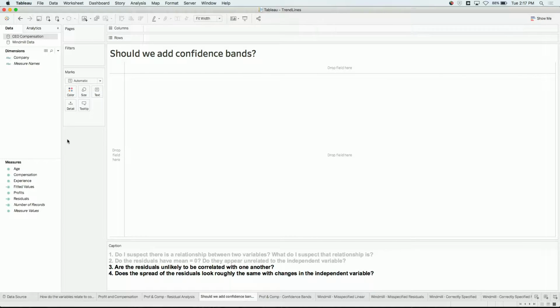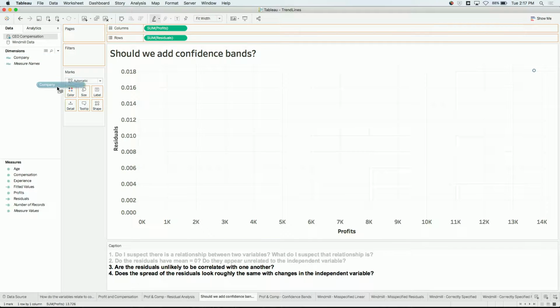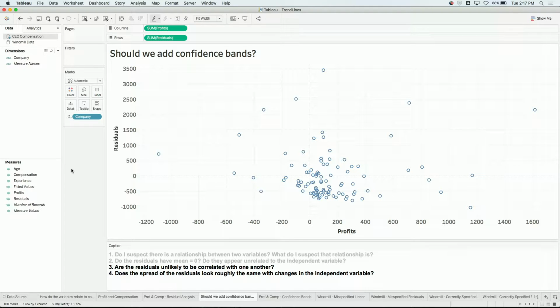It's question 3. Are the residuals unlikely to be correlated with one another? So it might actually help to be looking at the residuals while we do this. So let's make that residuals viz again. Let's place residuals on rows, profits on columns, and company on detail. Okay, that's better.